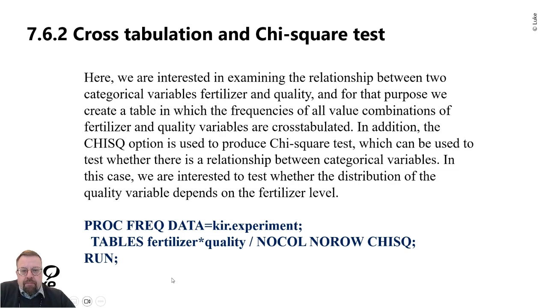Also, we can do this in PROC FREQ as in the previous example, but now we are defining the TABLES statement a little differently. Earlier we only had one variable there, but if we now put a star between two variables, then we get the cross tabulation. And with NOCOL and NOROW, we are requesting to exclude column and row percentages from the resulting output table. And this was the option to get the chi-square test.